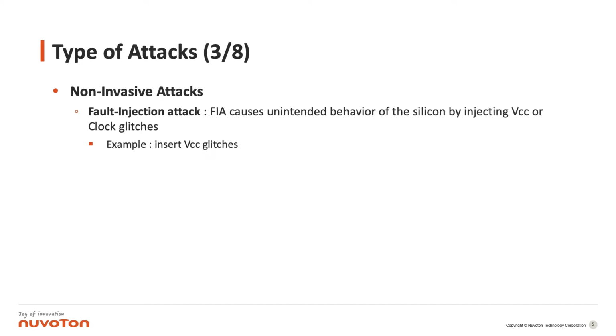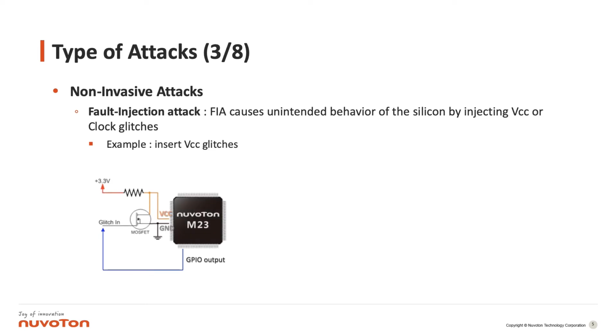Next is the non-invasive attack, which is a hardware attack. There are two common non-invasive attacks. One is glitch injection attacks. Glitch injection attacks inject voltage or clock glitches, causing unexpected errors when the MCU executes instructions or reads and writes registers and memory, finally leading to incorrect execution results.